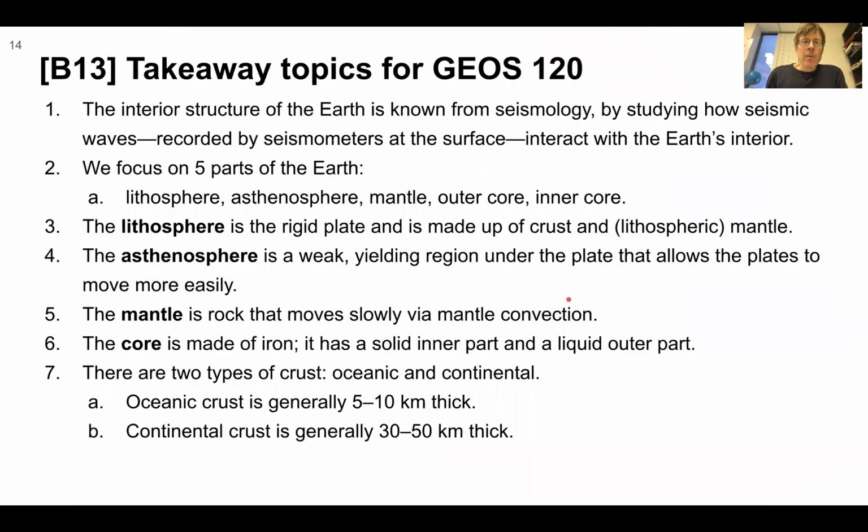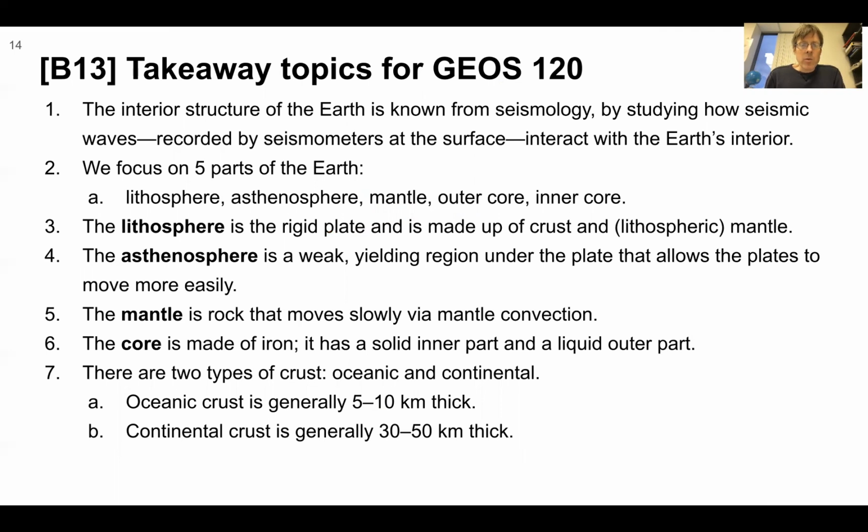Takeaway topics. The first one I didn't say much about, but the interior structure of the Earth is known from seismology by studying how seismic waves recorded by seismometers at the surface interact with the Earth's interior, kind of similar to how medical imaging works, of sending waves in through a medium to characterize its properties. We focus on 5 parts of the Earth: lithosphere, asthenosphere, mantle, outer core, inner core. The lithosphere is the rigid plate and is made up of crust and lithospheric mantle. The asthenosphere is a weak, yielding region under the plate that allows the plates to move more easily.